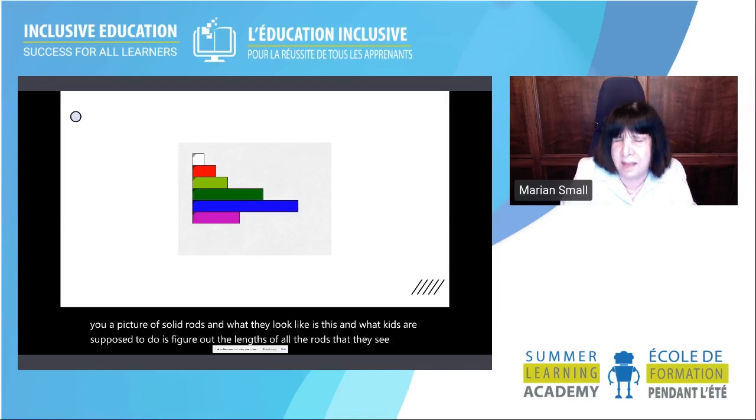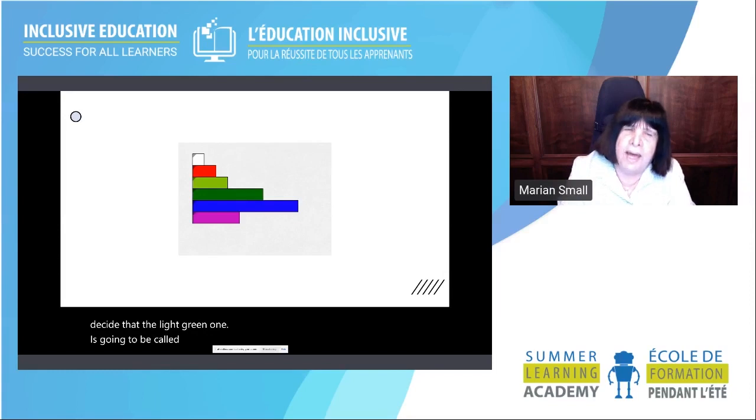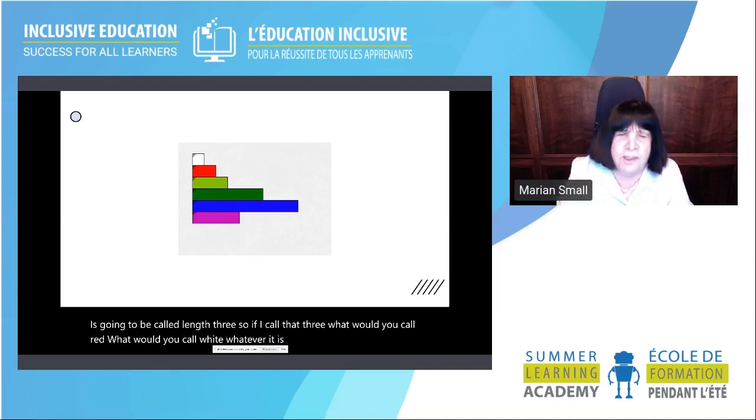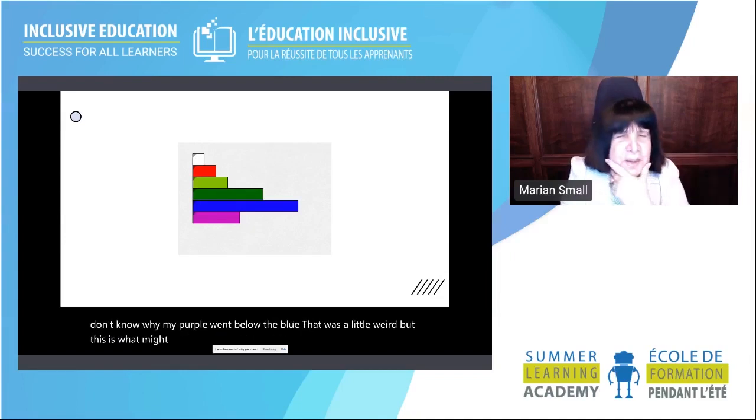If I decide that the light green one is going to be called length 3, so if I call that 3, what would you call red? What would you call white? Whatever it is. So I've done this with kids. I don't know why my purple went below the blue. That's a little weird, but this is what might happen. Oh, I know why. Let me tell you why.